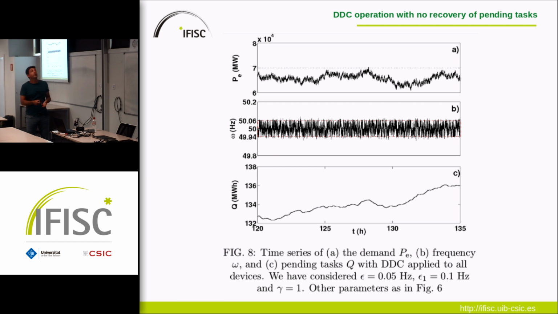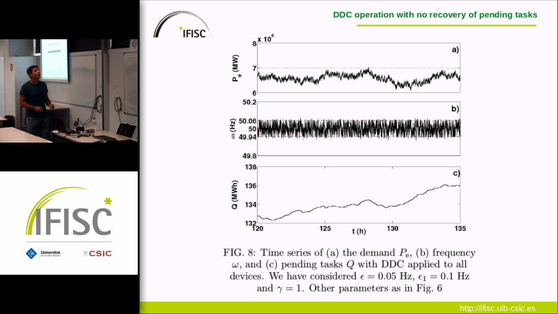If so, the control is very good. Look, this is the frequency. Remember the threshold for control is 50.05, just below the red line. The frequency gets very low, but the frequency fluctuations are within range.